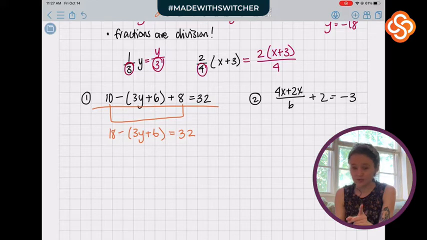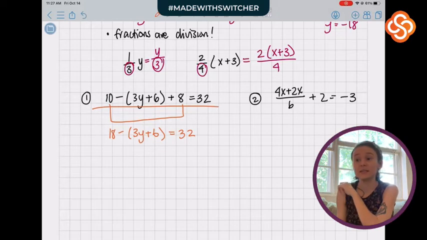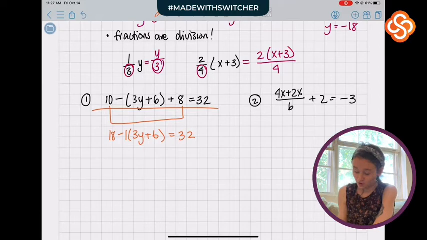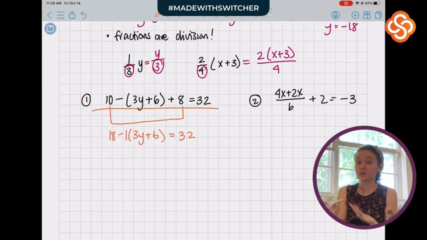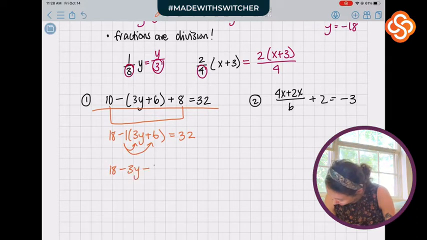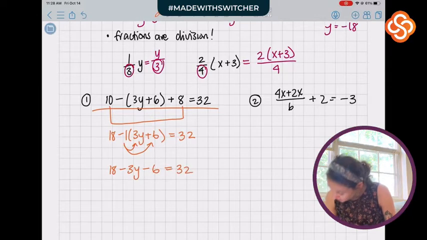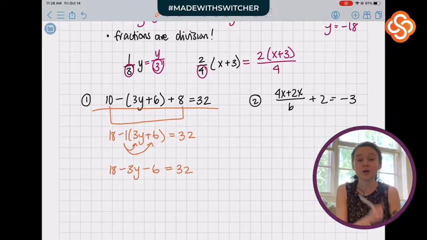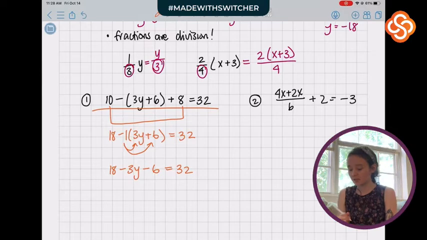This equation right here, notice how there's a negative in front of the parentheses. That means you need to distribute a -1. So if you're not sure about that, you need to go back and figure out distributive property. But for right now, I'm just going to go ahead and do that. So 18 minus 3y minus 6 is equal to 32. Now my parentheses are gone, so I will proceed.